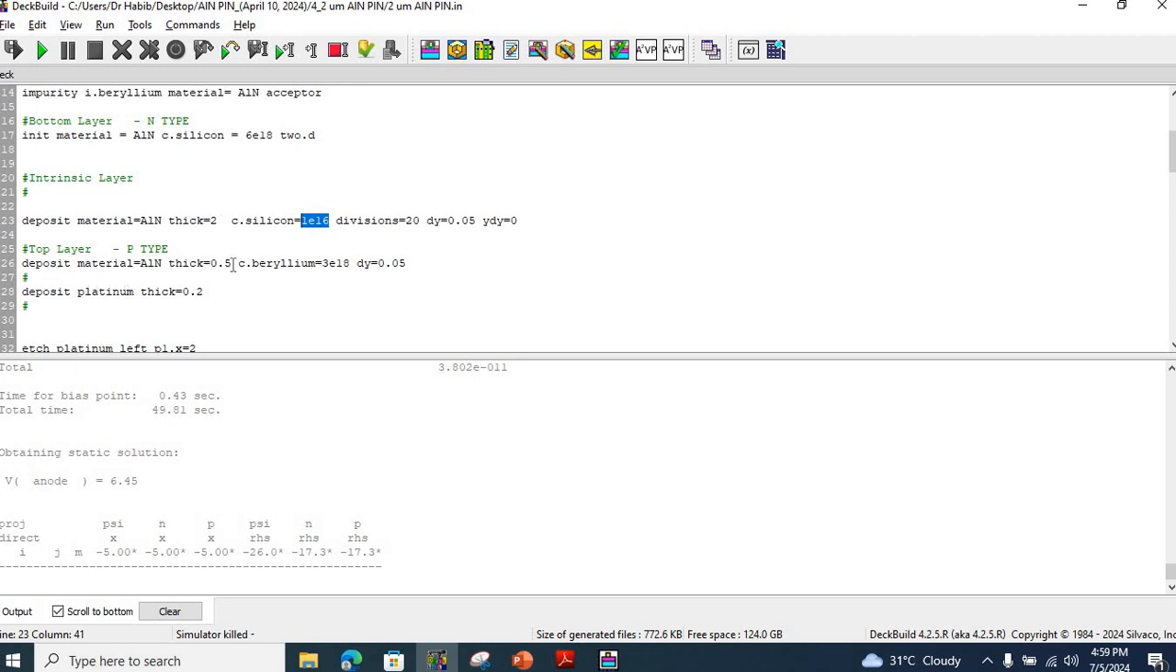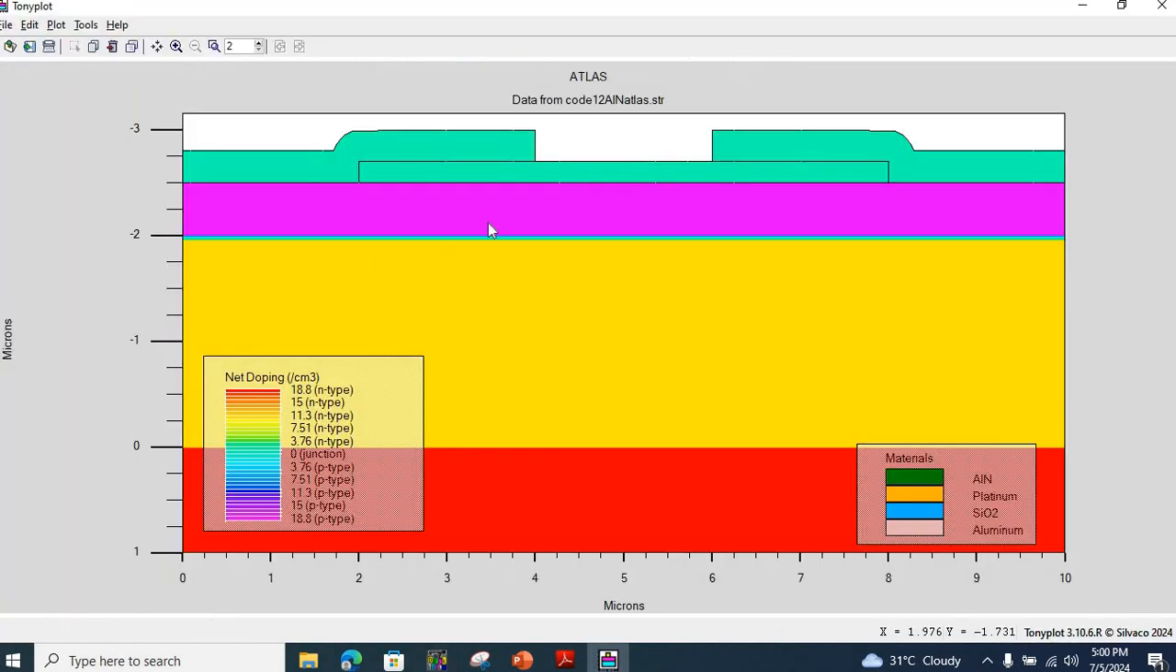Then I deposit a 0.5 micrometer thick aluminum nitride layer doped with beryllium at a hole concentration of 3 × 10^18 per cm³. So this top layer is doped P-type, as you can see from this color chart, and its carrier concentration is 3 × 10^18 per cm³.